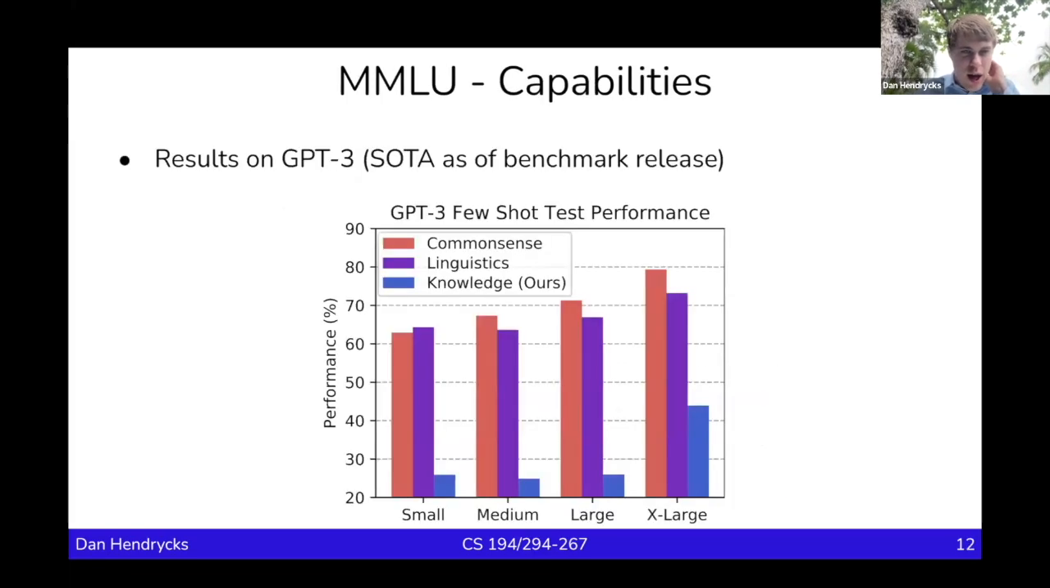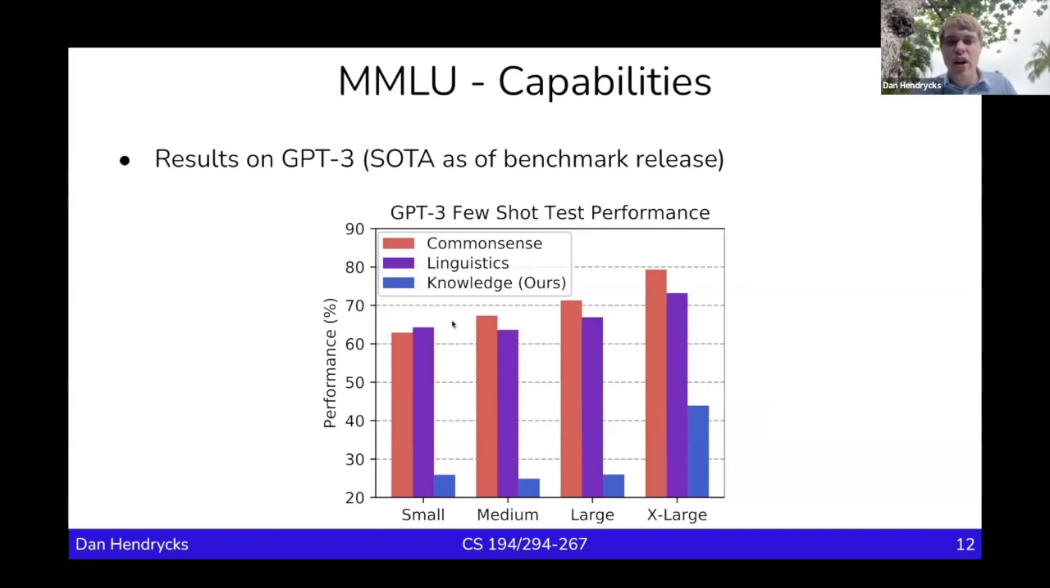Let's see. Here were the results at the time. This was GPT-3 back in 2021. There's the smallest GPT-3 model and there's the largest. 25% is random chance accuracy. So you could see that it was basically at random chance, and then it became a lot higher.